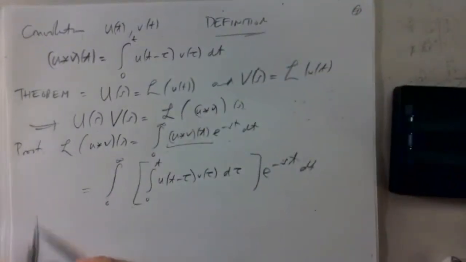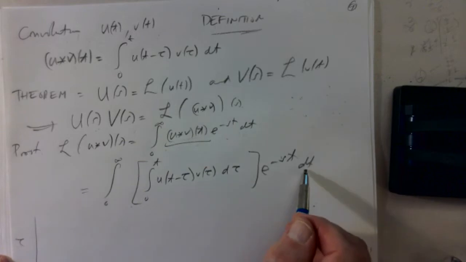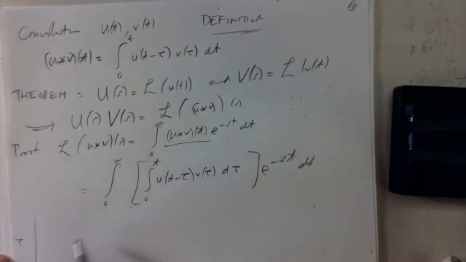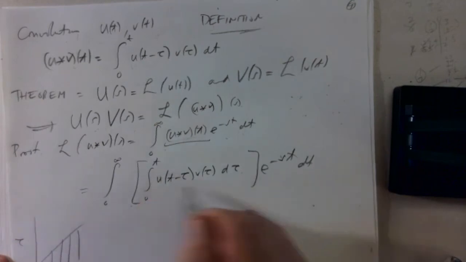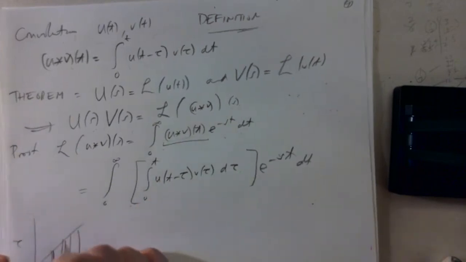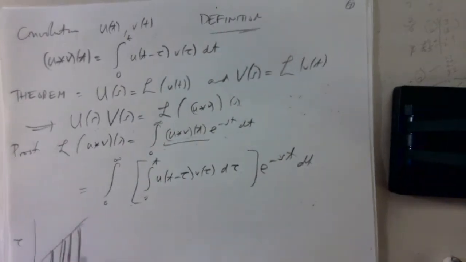And let's just draw a picture of the region where we're integrating over. Let's say this is t and this is tau. So t goes from 0 to infinity. And for each t, tau goes from 0 up to t. So for each t, when we integrate with respect to tau, we're integrating along these vertical lines. So we're integrating over this region.